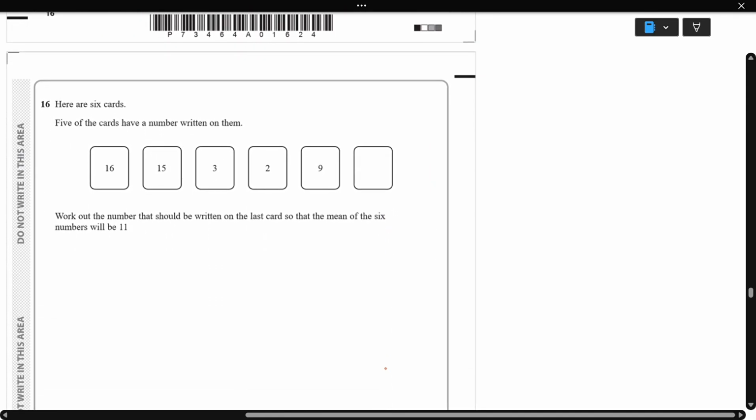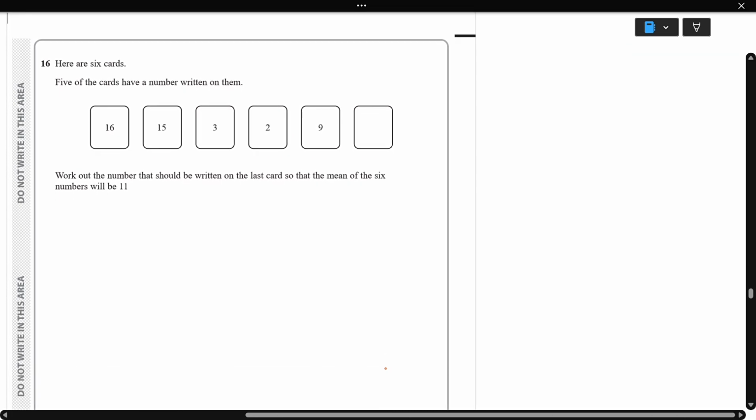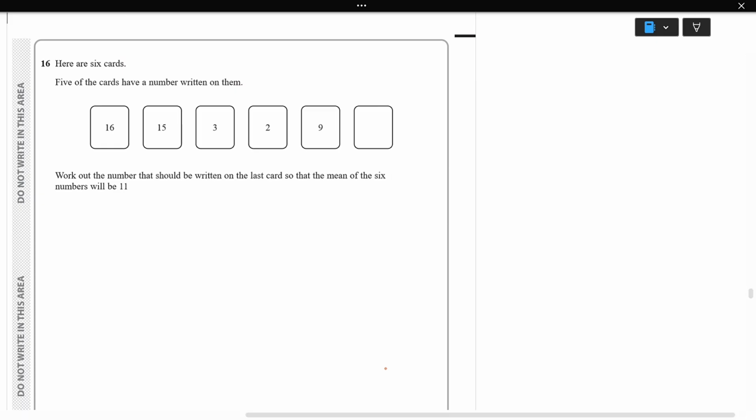Next question 16. Here are 6 cards. Five of the cards have the numbers written on them. So work out the number that should be written in the last card, so that the mean of 6 numbers will be 11. So I'll take this as x. So how to find out the mean? We'll add up all and divide by number of numbers.